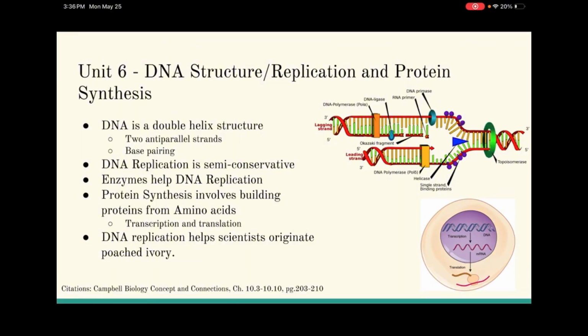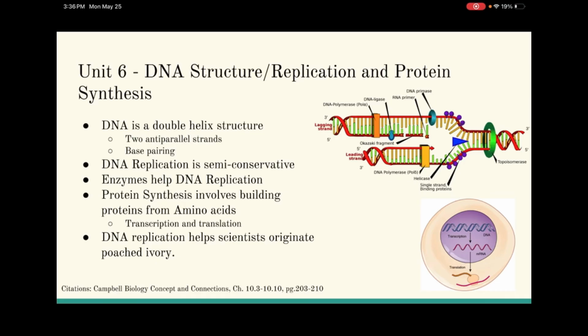Unit 6, DNA structure, replication, and protein synthesis. So DNA is a double helix structure, and it looks like a twisted ladder. It has two anti-parallel strands, meaning that they go in opposite directions. The sides of the ladder are made from a sugar phosphate, while the center is made from nitrogen bases that pair with each other, which would be C with G and A with T.